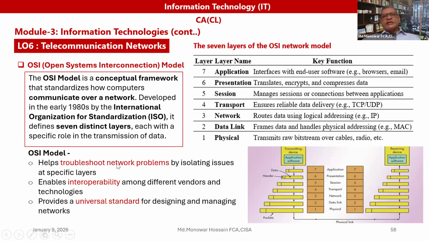So the OSI model is a conceptual framework that standardizes how computers communicate over a network. It was developed in 1980 by the ISO, the International Organization for Standardization. It defines 7 distinct layers, each with a specific role in the transmission of data.